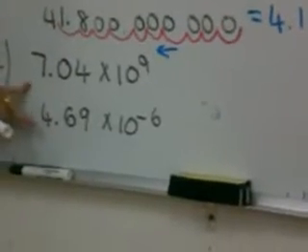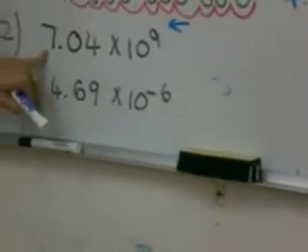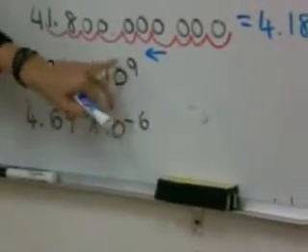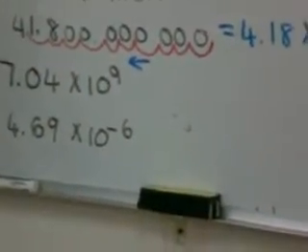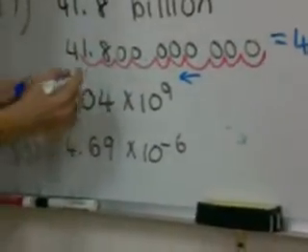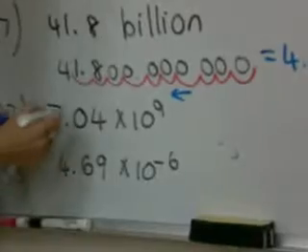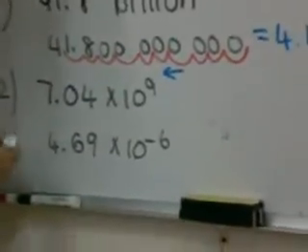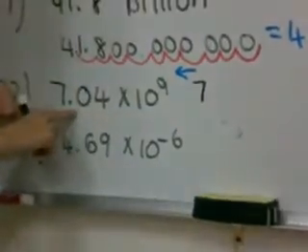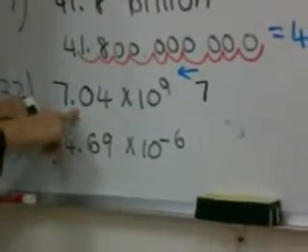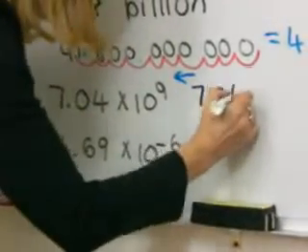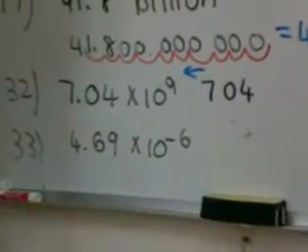Now here, I need to rewrite this into ordinary notation. Now that 9 tells me it's a very large number because it's a positive 9, and that there are 9 decimal places after this decimal point. 9 places after the decimal point. So I need to basically move this decimal point 9 places to the right. Okay, so it's 704. Okay, rewrite it as 704.